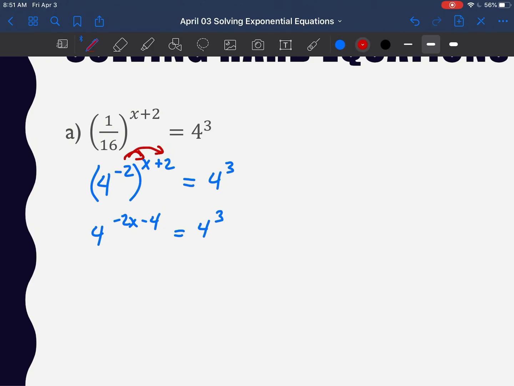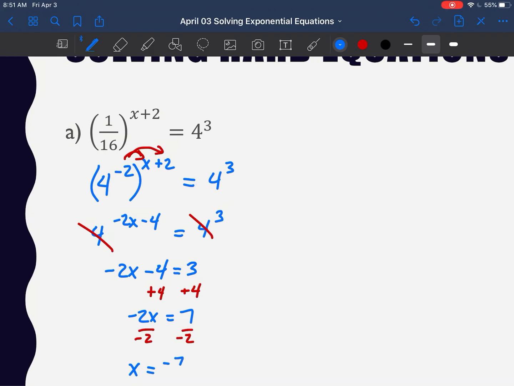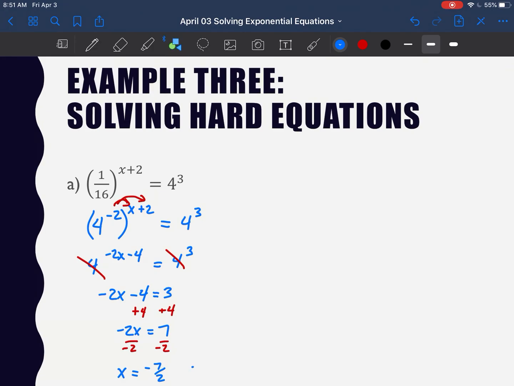Now that the 4s match and there's no parentheses, cancel, cancel. You get negative 2x minus 4 is equal to 3. Now it's your typical two-step equation. Add 4 to both sides. You get negative 2x is equal to 7. Divide both sides by negative 2. And so looks like x is equal to negative 7/2. All right, so that's the most difficult, at least for now. I think that would be negative 3.5.